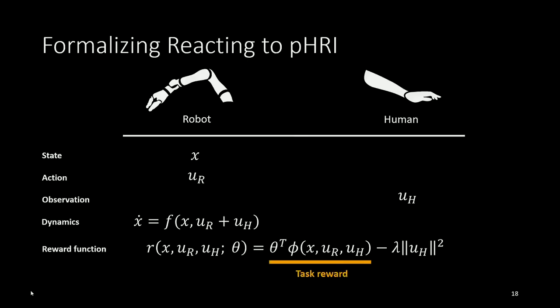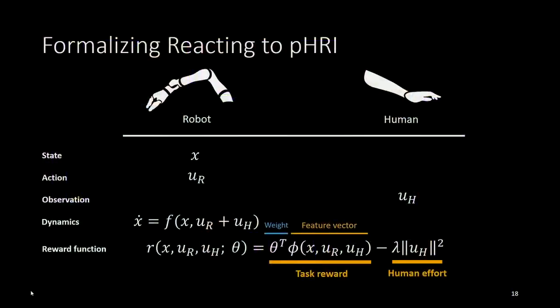First, there's a task-related reward. Similar to previous work on inverse reinforcement learning, we are going to set up this task-related reward as a linear combination of features, where theta determines the relative weight or importance of these features. Theta is a parameter vector that captures the robot's true objective.